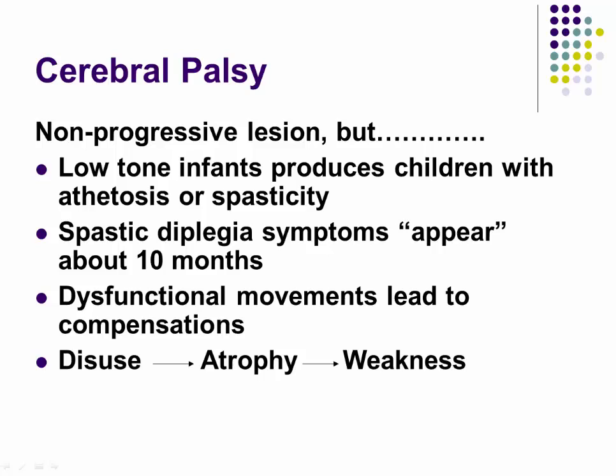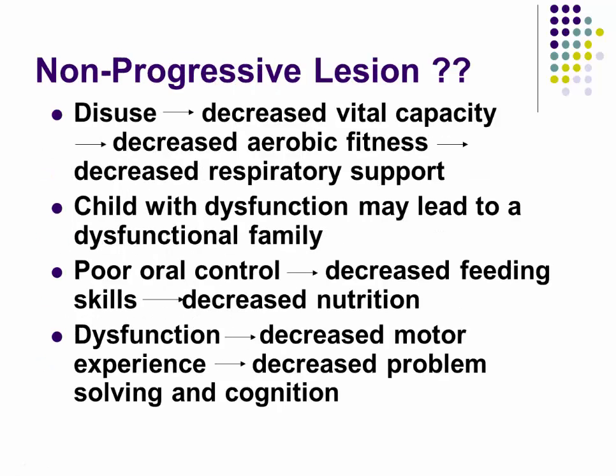Disuse of the muscle leads to atrophy of the muscles and weakness, which prevents the child from having adequate strength. Other problems that occur: general disuse is going to decrease vital capacity, which is not going to allow the child to have adequate aerobic fitness, and it's going to lead to further respiratory problems. Children, many times, especially if the cause was due to prematurity, have respiratory problems to begin with, and so this is kind of a vicious cycle.